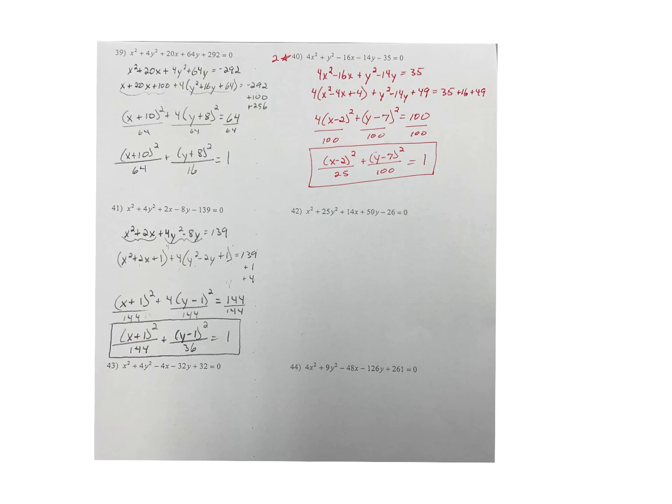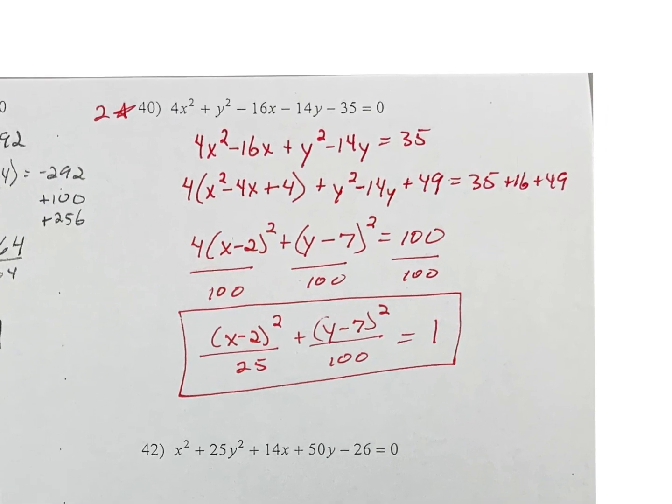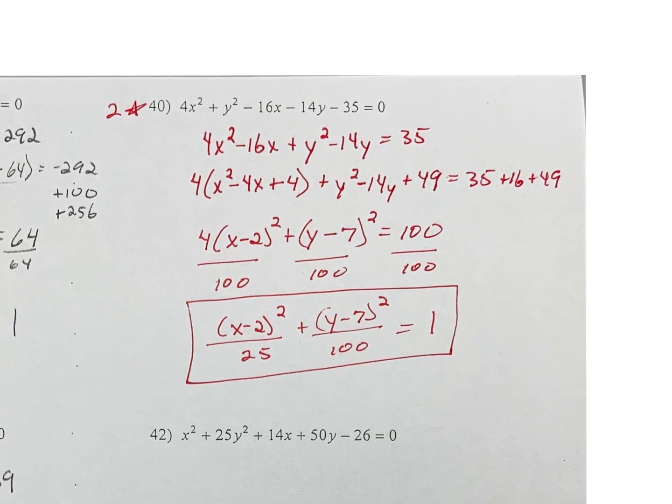In this video, we will be continuing to look at the review for the test over circles and ellipses. Let's focus in here on number 40. You will have a couple of these. This section is about writing the equation of an ellipse given the information. Here you're given an equation that you need to put into standard form. So number 40, we have 4x squared plus y squared minus 16x minus 14y minus 35 equals 0.